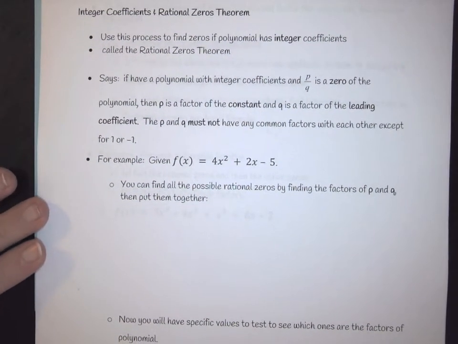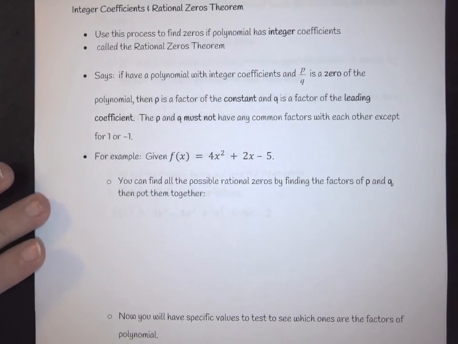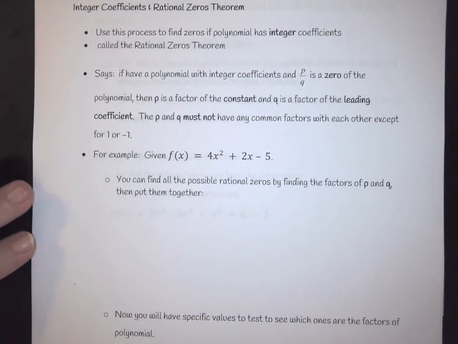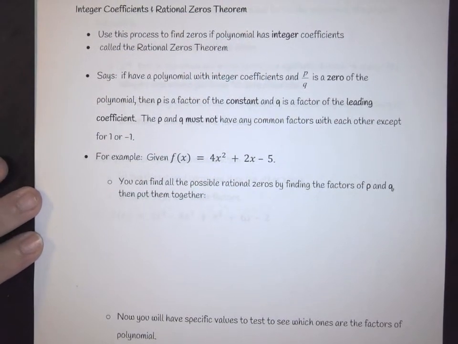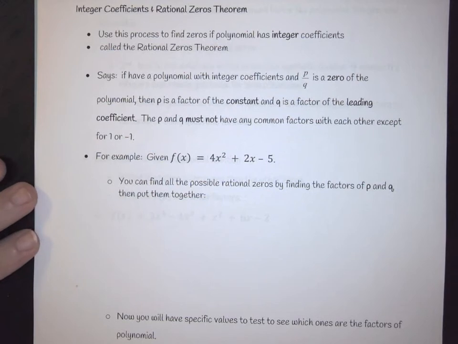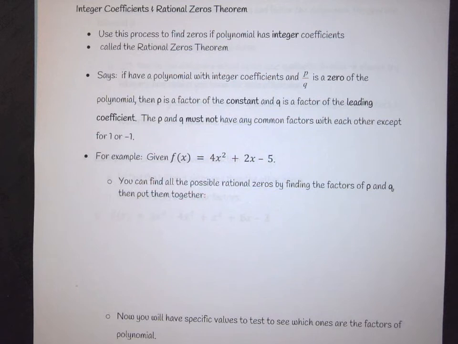Okay, welcome back. In this video we are going to look at what it means to have integer coefficients and what it means to use what's called the Rational Zeros Theorem. The Rational Zeros Theorem is a process that is generally used to try and find zeros of a polynomial that has integer coefficients.